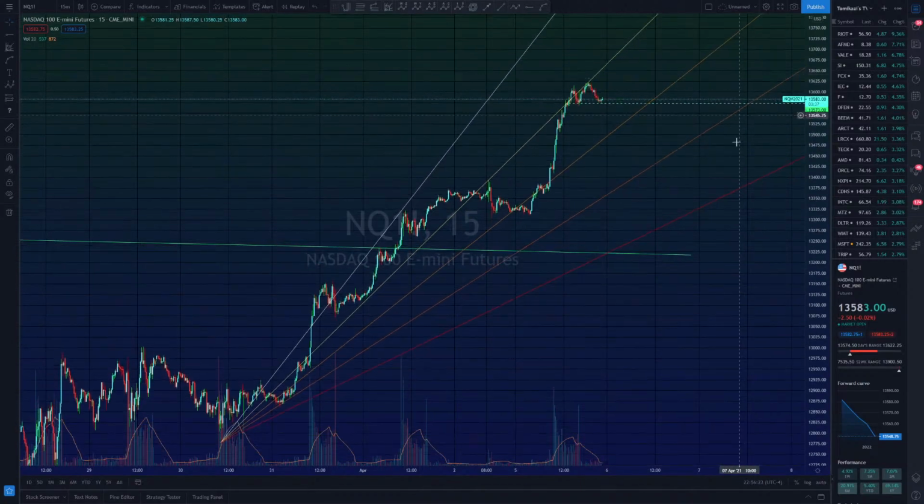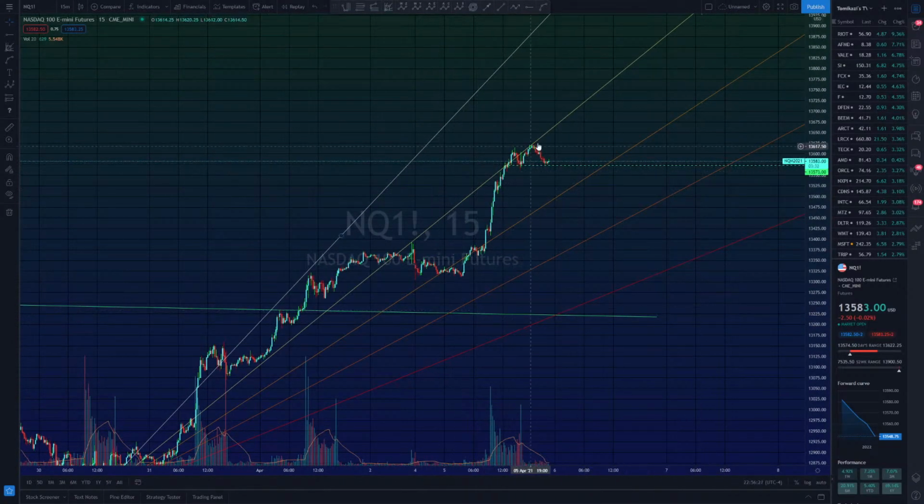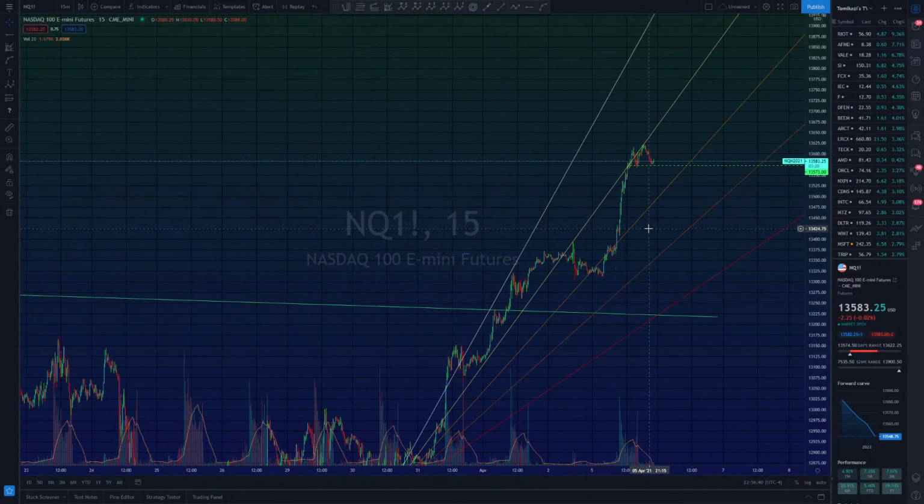So looks like using the fib fan here. Struggling to get over this. I imagine it will probably be interesting. We'll probably go all the way in the morning over here, and then maybe just after an hour over opening, maybe that's when we go nuts. We'll see.